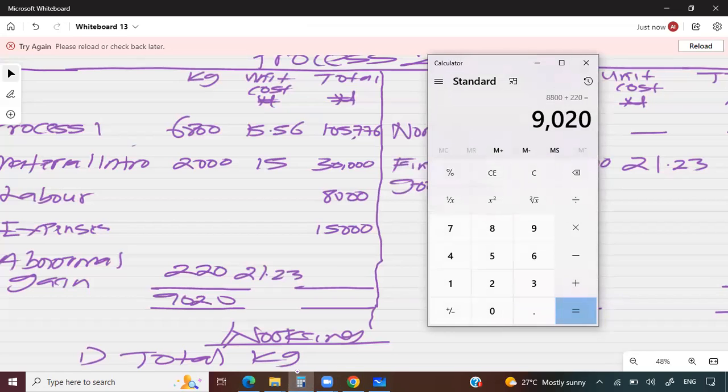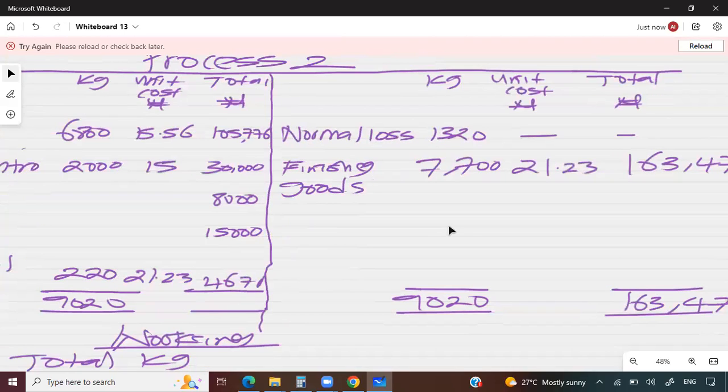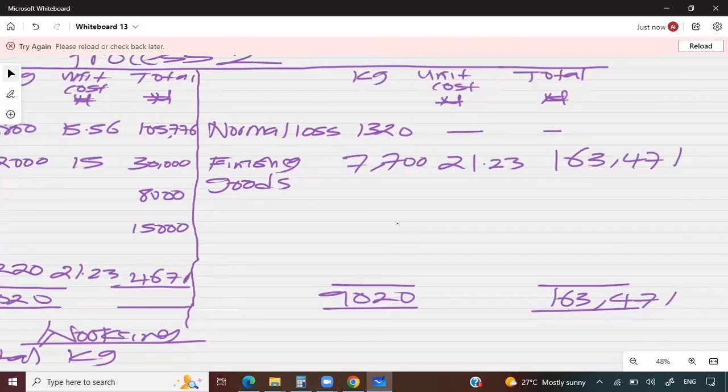So you're now going to say 220 multiplied by 21.23. Then we have 4,671. So let's say 4,671. Then if we add it together as well, we should be able to have the same 163. Yes, it's the same. 163,447. Yeah. Thank you very much.